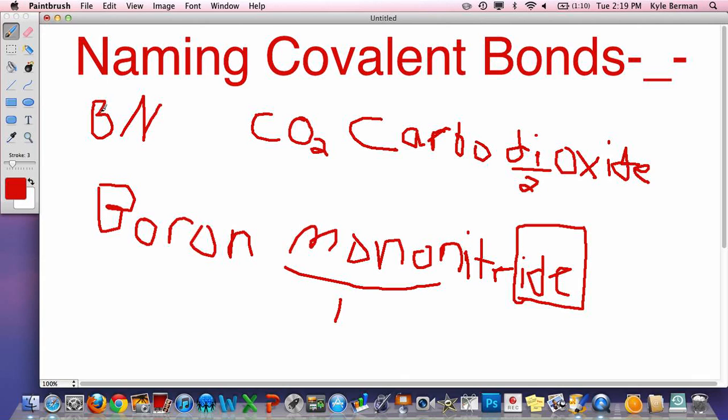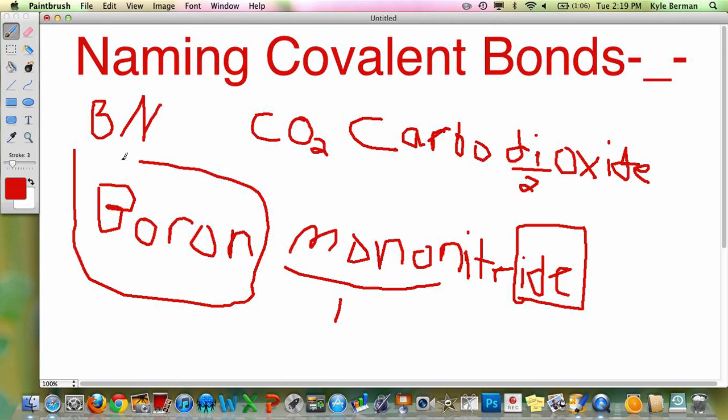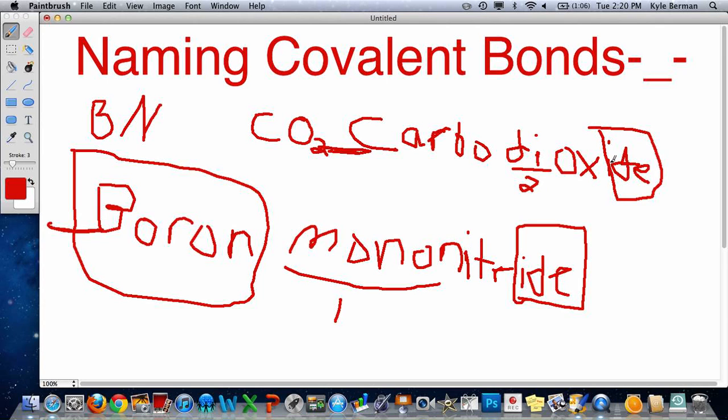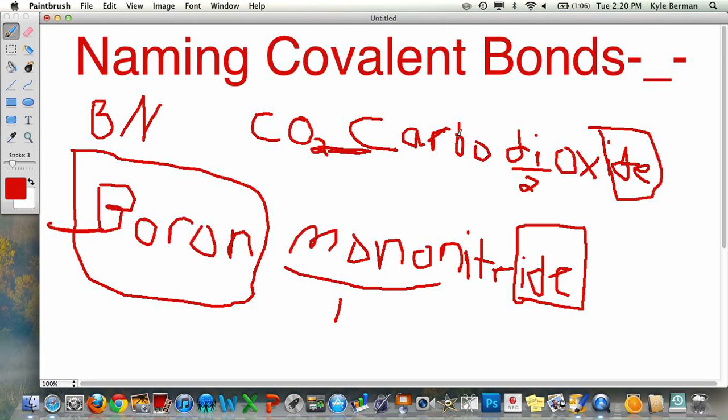Remember, the first atom that's written is the first one that you put in your equation. You only write mono on the second one. Mono doesn't get written on the first one. And you put "ide" on the end of the second atom when you're finished.